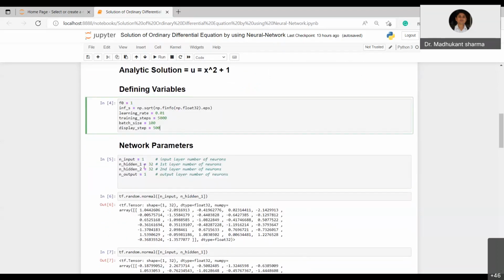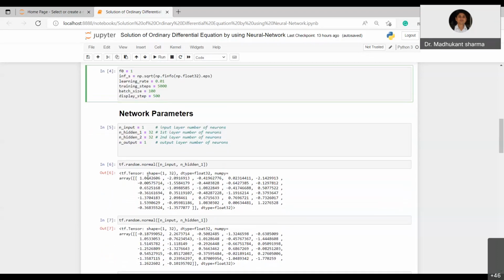Now network parameters: n input equal to just 1, so the input layer has only one neuron. n hidden 1 means there are 32 neurons in hidden layer 1, so I have defined a variable n hidden equal to 32. Again n hidden 2 equal to 32 means the number of neurons in the second hidden layer. And n output equal to 1 means the number of neurons in the output layer.